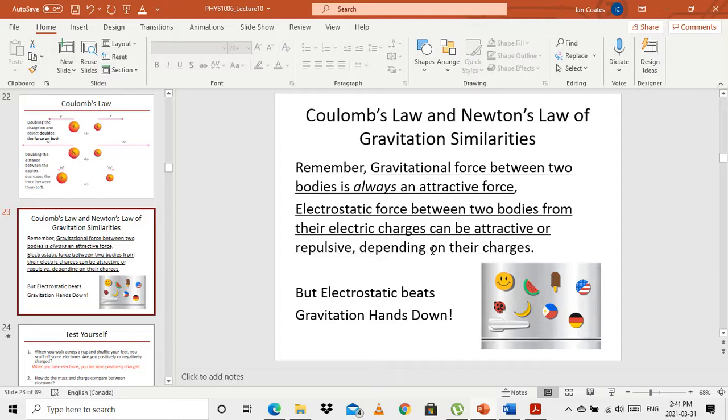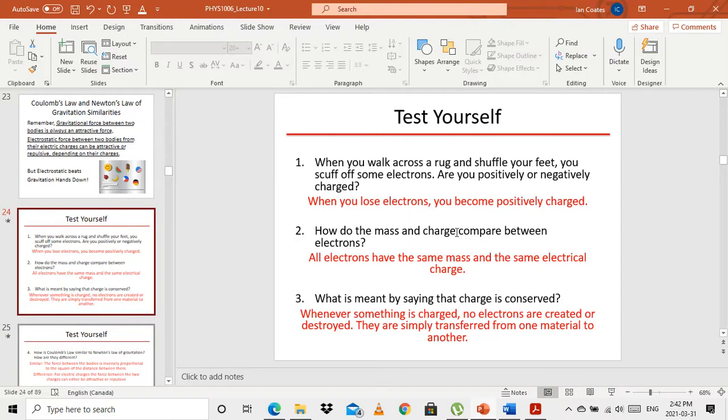Coulomb's law and Newton's law similarity. Remember that gravitational force between 2 bodies is always an attractive force, right? The Earth and the Moon, Earth and the Sun, it's always an attractive force. But the difference here is that with electrostatic forces, you can have attraction or repulsion depending upon their charge. When you walk across a rug and shuffle your feet, you scuff off some electrons. Are you positively or negatively charged?